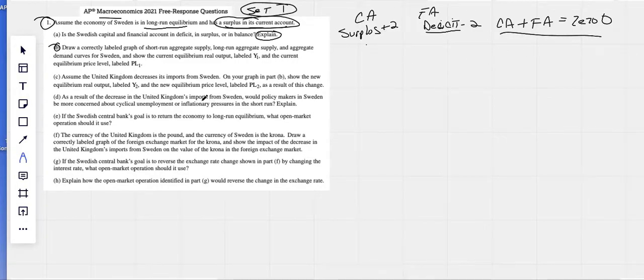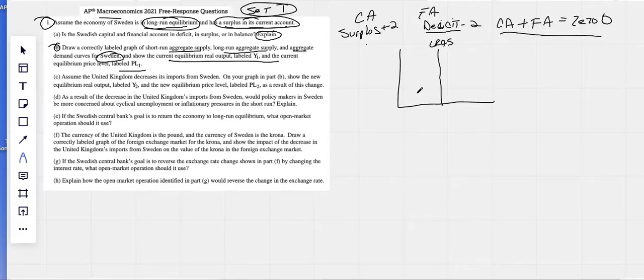All right, draw a correctly labeled graph of the short run, long run aggregate demand for Sweden. Show the current equilibrium real output Y1. Now, they did tell us up here at the top, it's always important to read this top number one, they are in long run equilibrium. So you're really just drawing an aggregate demand, aggregate supply curve, and obviously a long run aggregate supply curve, showing long run equilibrium specifically. So we're right in that spot right there.